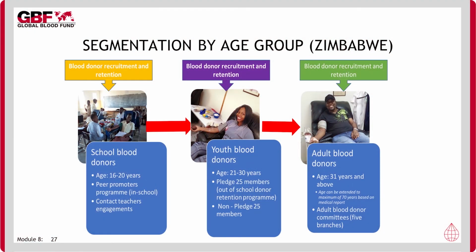In Zimbabwe, the blood program is differentiated by a three-tier system based on age: school children of 16 to 20 years, youths of 21 to 30 years, and adults defined as 31 to 65 years. Motivation and communication needs are considered different for each age segment, and operational plans are developed for each group. You may prefer to segment your donor base by geography, tribal affiliation, or some other criteria.